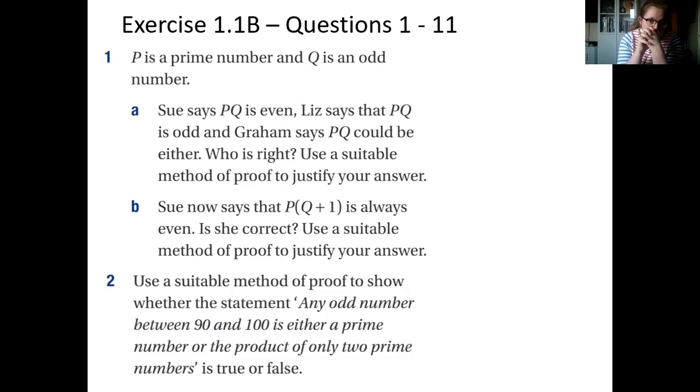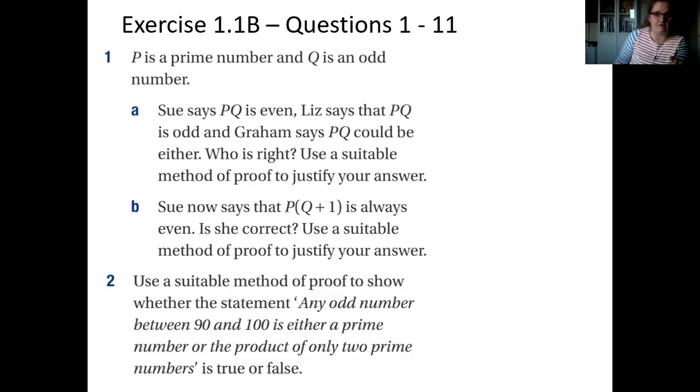Then part B, Sue now says that P multiplied by Q plus 1 is always even. Is she correct? Use a suitable method of proof to justify your answer. You're not necessarily going to use the same method of proof here. Here, you've got a set statement. The first one, you've got an option of 3. So actually, you're going to have to decide which one is the true answer.